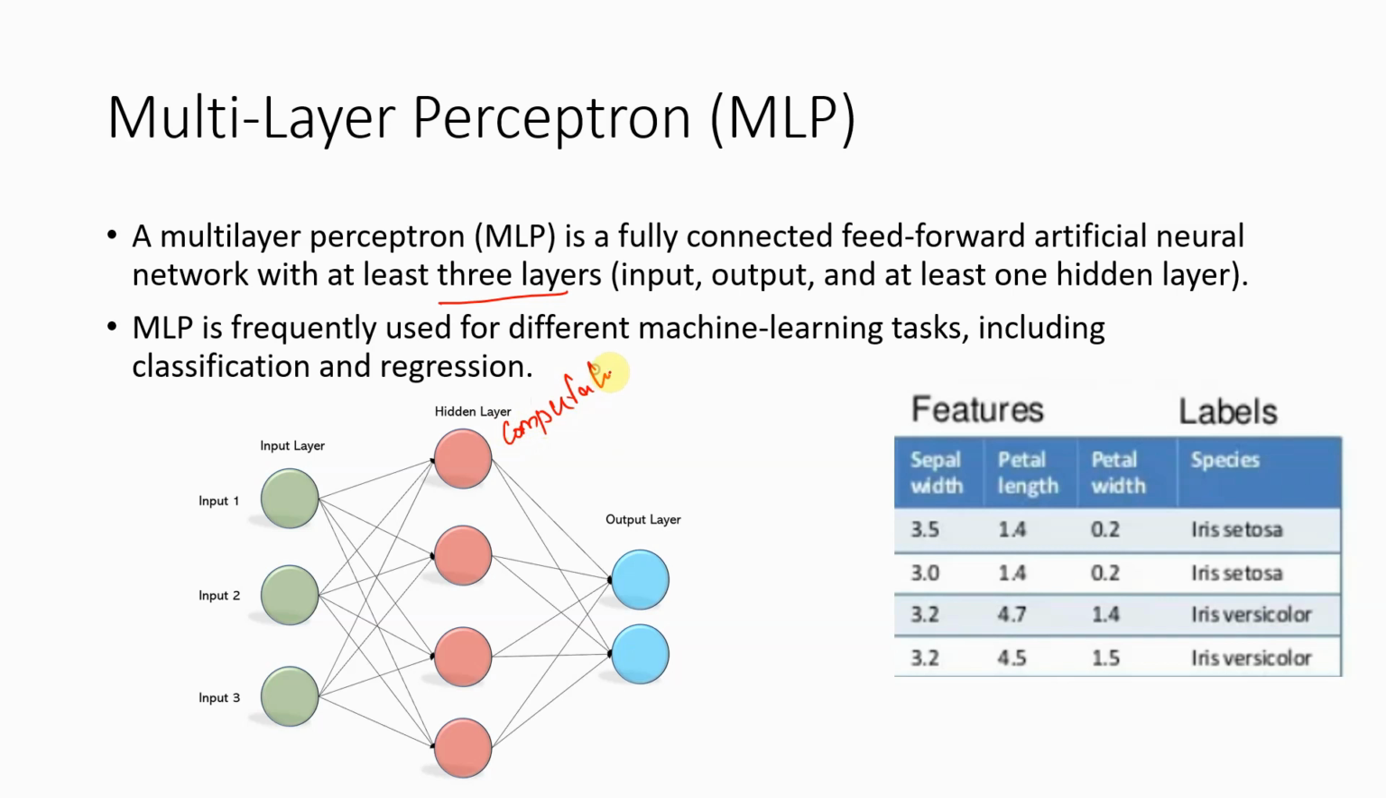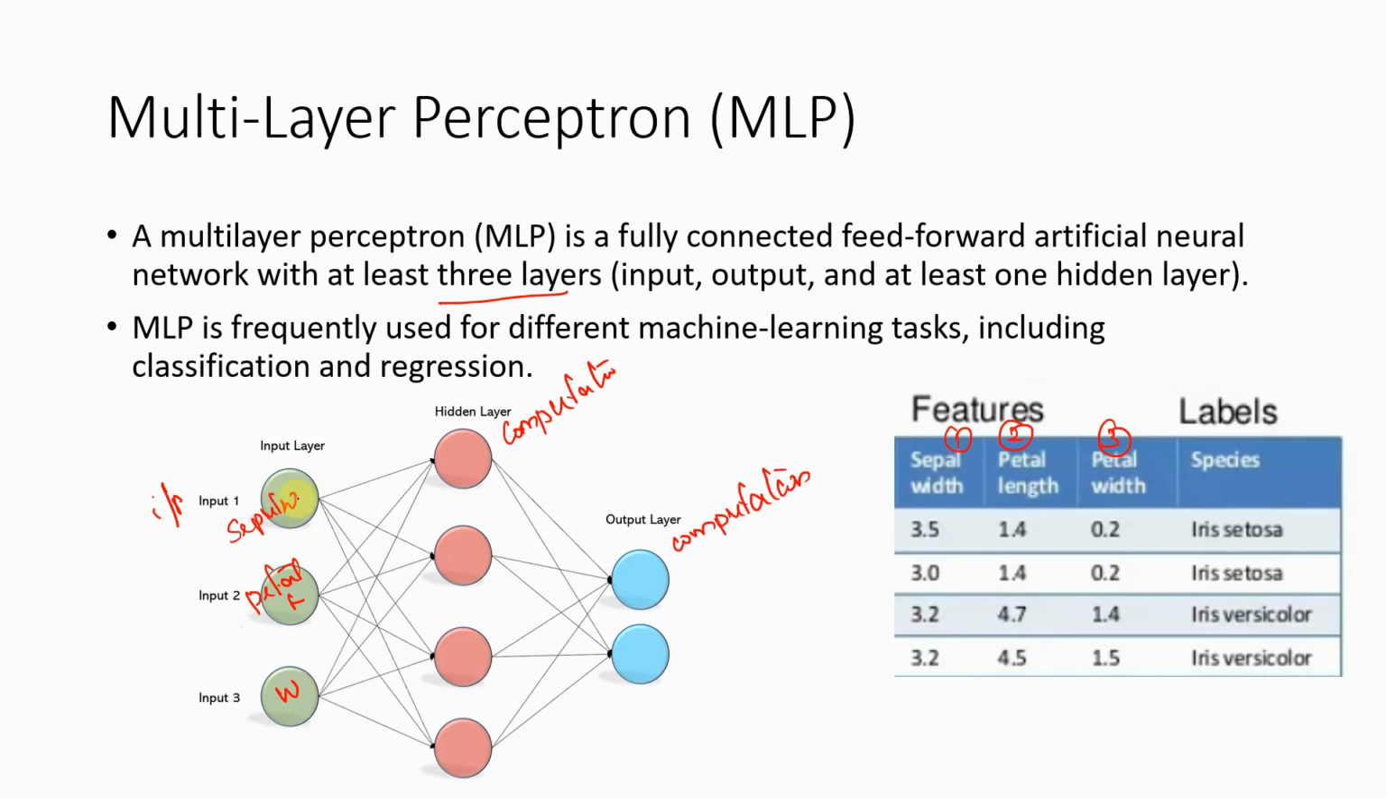The input layer just gets the inputs from the user, and the hidden layer and the output layer do the computation. The computation includes summation and the activation. Suppose this is our data, which has three input features: sepal width, petal length and petal width. So the input layer contains three nodes which represent the sepal width, petal length and the petal width.